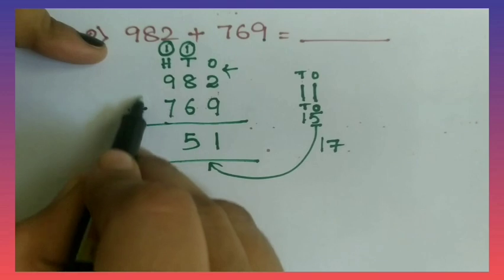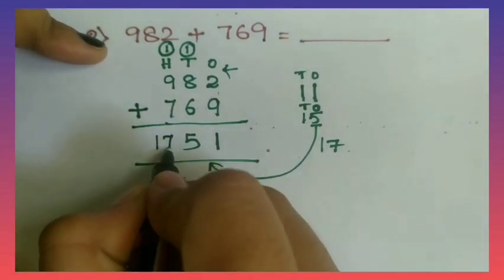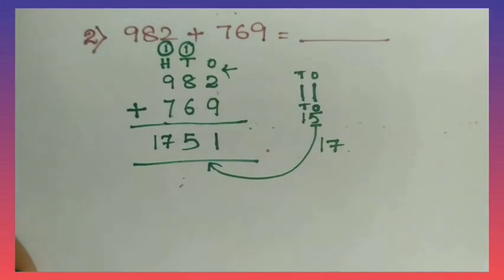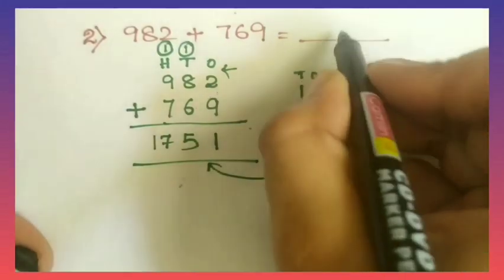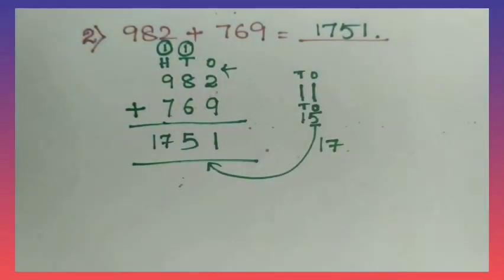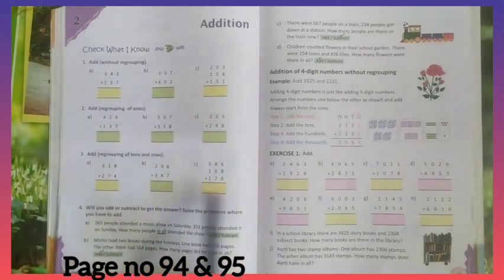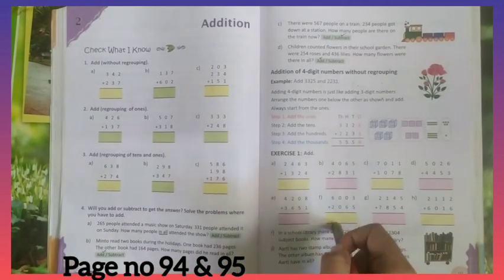Here, are any digits given in the thousands place? No. So we will write this 17 as it is. What answer did we get? 1751. Like this you have to do additions. Okay. Look here, textbook page number 94. These additions you have to do in your textbook.